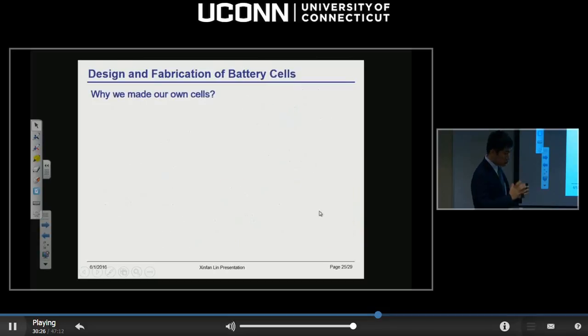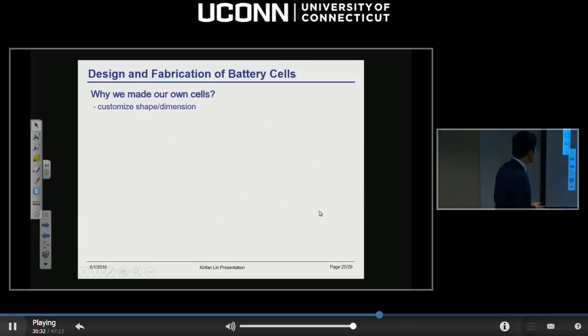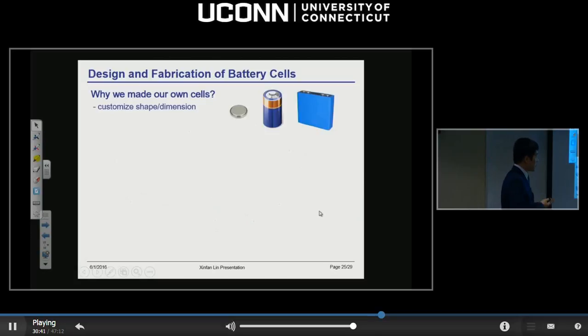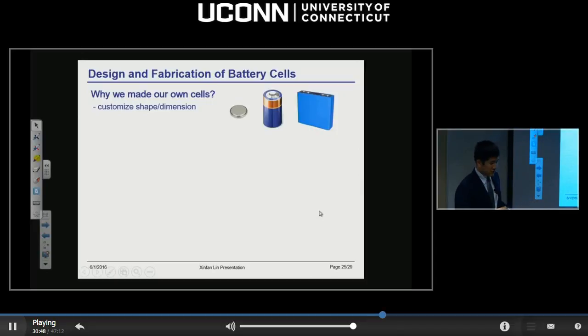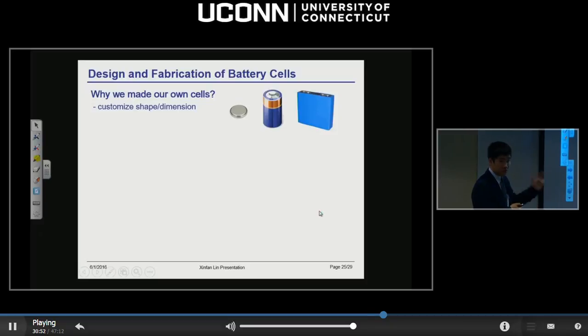In order to do this experiment, we need to design and fabricate our own battery cells for many reasons. The first one is that we need to customize the shape and dimension of the cells. It is true that we can buy all different kinds of cells from the market: coin cells, cylindrical cells, and also prismatic cells. But the first two do not fit this experiment because we want the dimension of the cell to be uniform along the beam path. So the only option is the prismatic cell.